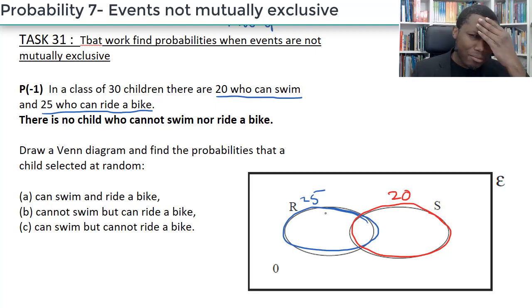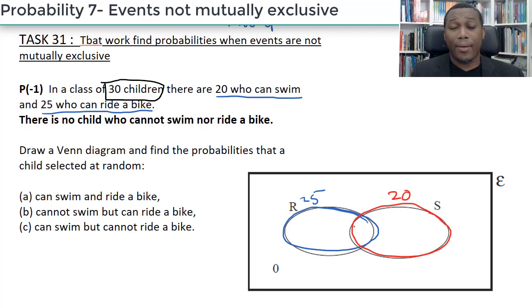But, oh no, it's not 45 children. We know we have to get 30 children, not 45. So how many are going to be in the overlap? And this is where there's a fancy thing called the addition law. At this stage, I'm not going to formalize it too much. That's going to come up in another lesson.